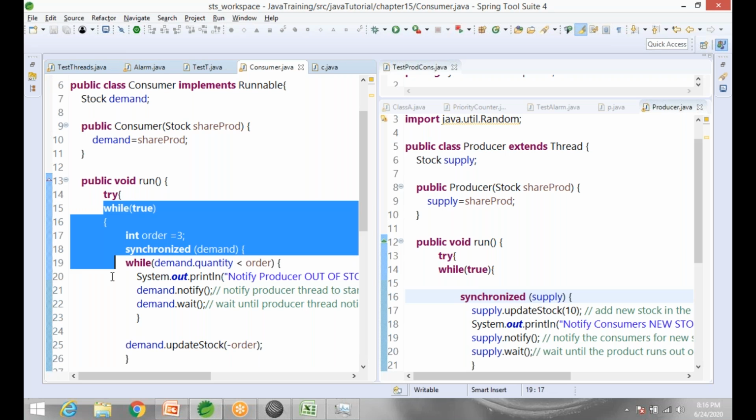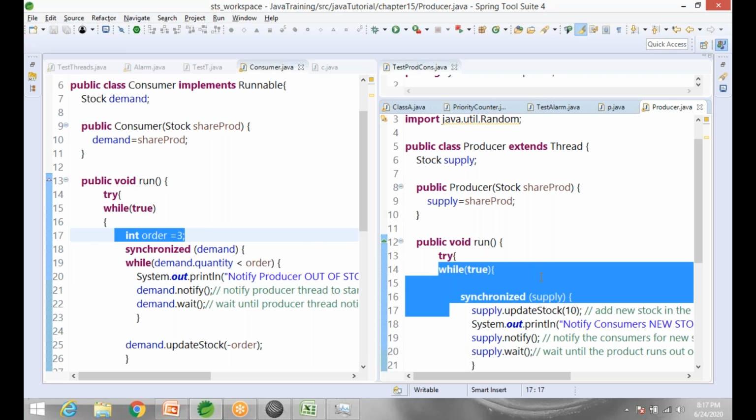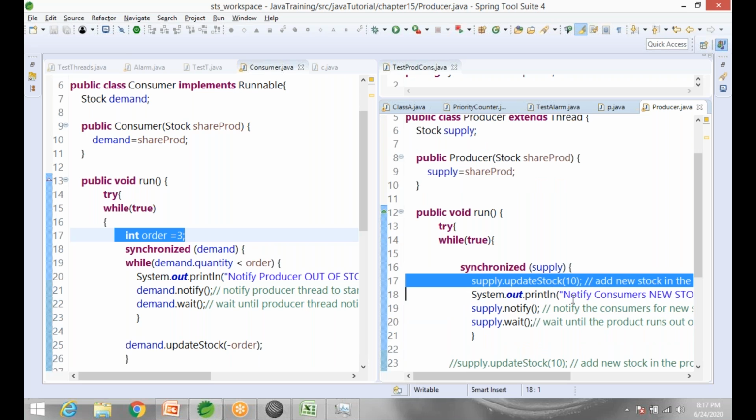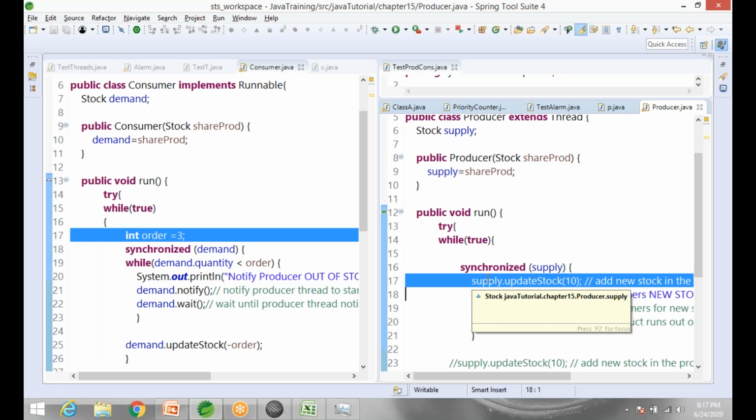Okay, consumer in an infinite loop is ordering how many items? 3. Producer in an infinite loop is updating the stock with how many items? 10. Okay. So consumer will infinitely order 3, and producer will infinitely order 10. Okay. So this is what you do.